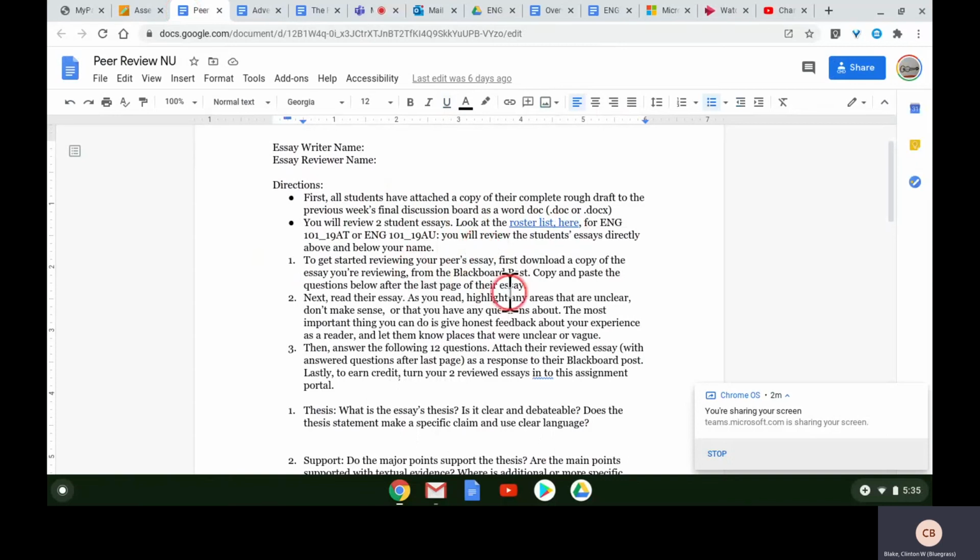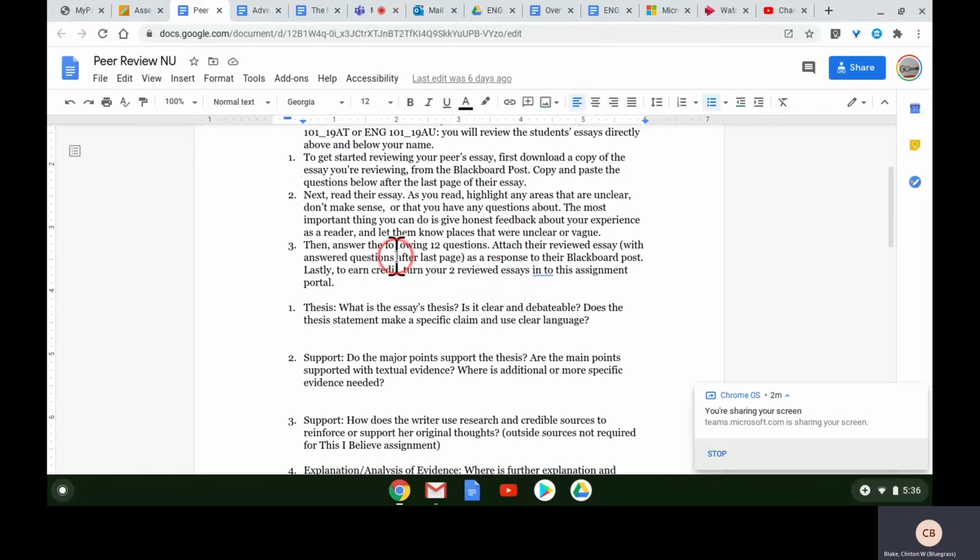And so to get started reviewing your peer's essay, first you want to download a copy of their essay. You want to do that from the Blackboard post from last week, like we were talking about. You want to copy and paste the questions below on this document we're looking at. You want to do that after the last page of their essay. So their last page of their essay should be a works cited page, and you're going to copy and paste these questions after their works cited page.